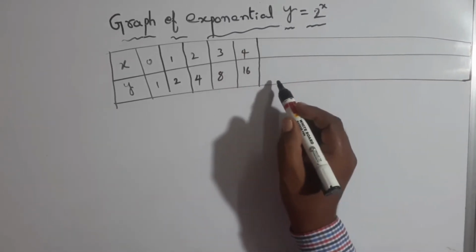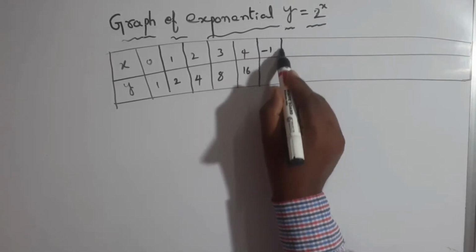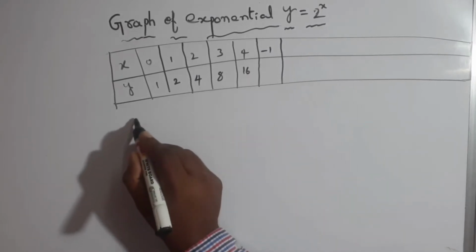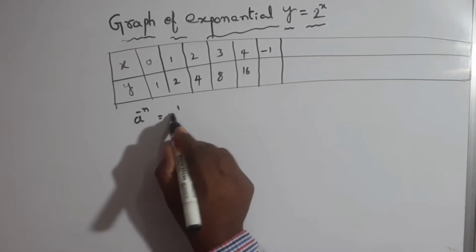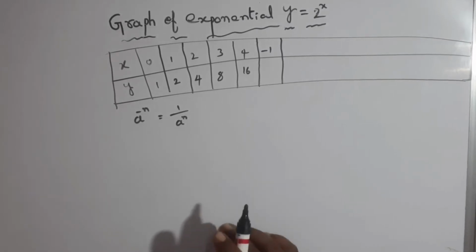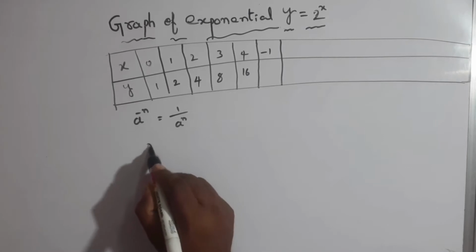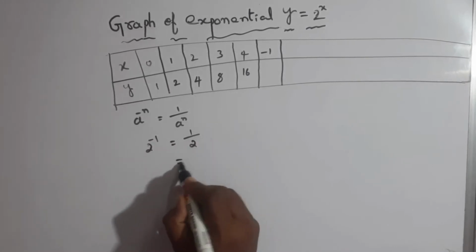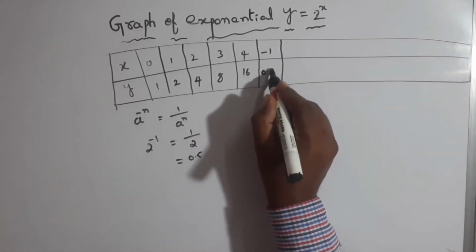So next, let me take the negative values. If x equals minus 1, you know the formula a to the power of minus n equals 1 by a to the power of n. So 2 to the power of minus 1, I can write as 1 by 2. What is 1 by 2? It is 0.5.